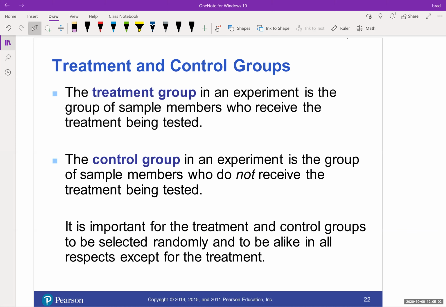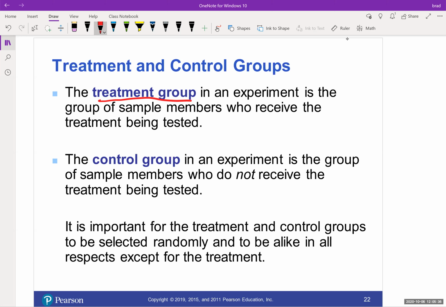The treatment group in an experiment is the group of sample members who receive the treatment being tested. So think again of medical. If they're giving you a specific drug to counteract COVID-19, they're doing this right now with COVID-19. You have control groups, a group of sample members who do not receive the treatment. So you have to have people that do not receive the treatment so you can compare the results to the people that do. Okay. So you have a treatment group who receive the actual treatment, the medication, whatever it may be.